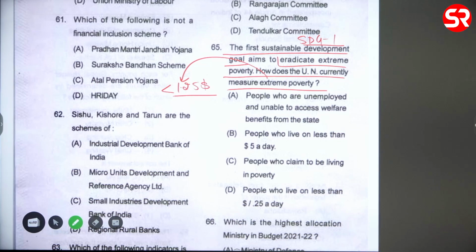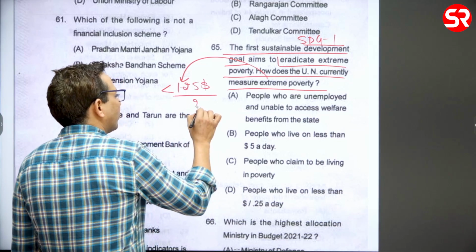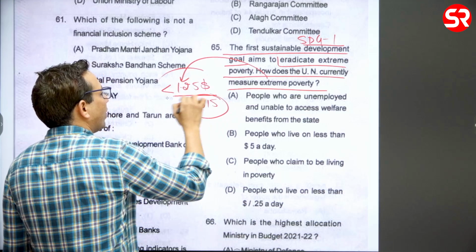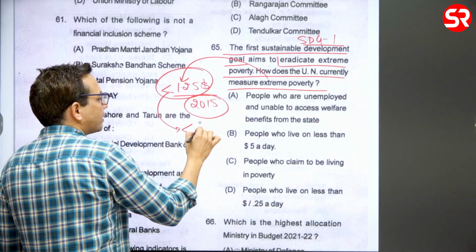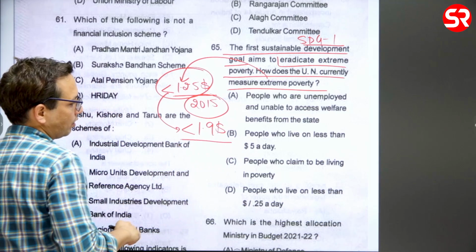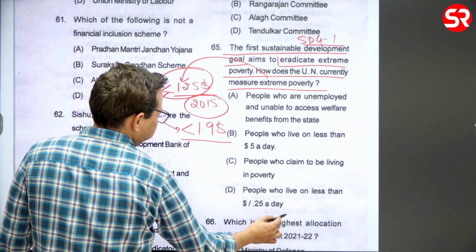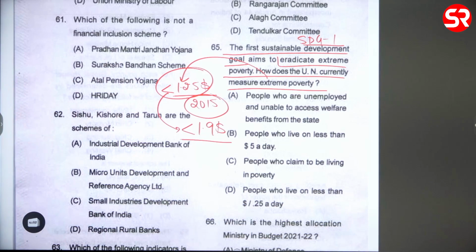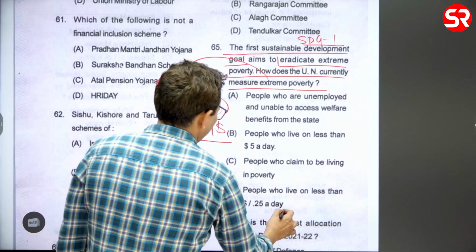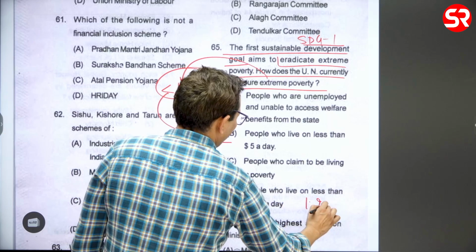in extreme poverty. But in the year 2015, this $1.25 was changed to less than $1.9. So do we have anything over here? It's probably a misprint. There's nothing over here. People who are unemployed and unable to access welfare benefits, no. People who live on less than $5, no. People who claim to be living in poverty, no. I would think it is probably a mistake. It should be $1.25 per day.